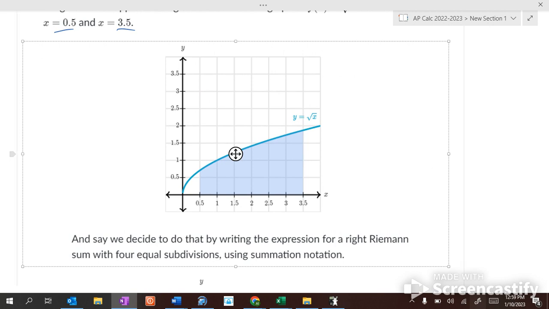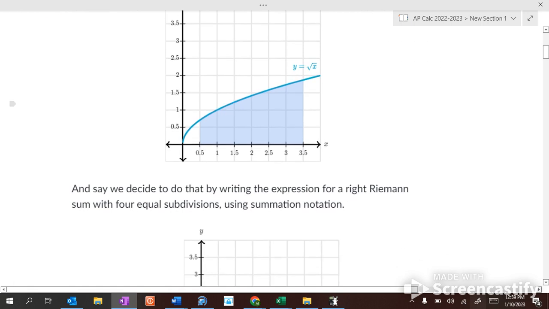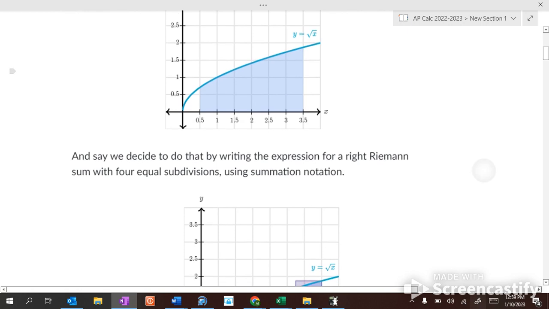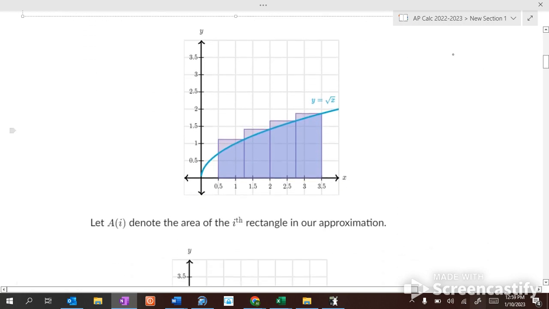Okay, so let's say we'd use a right Riemann sum because that's a little easier to use than a left in this situation. So if we're using a right Riemann sum and we want 4 rectangles from 0.5 to 3.5, okay, so we make 4 rectangles. What's the problem with making 4 rectangles from 0.5 to 3.5?